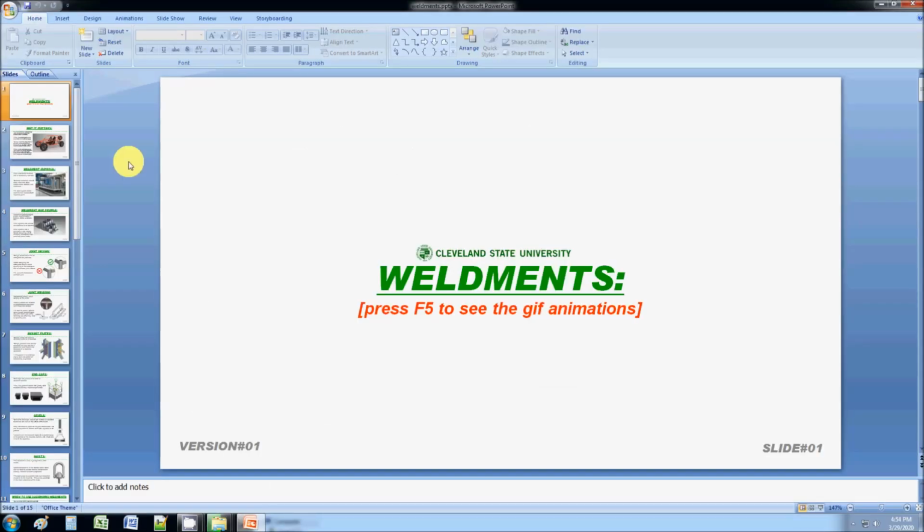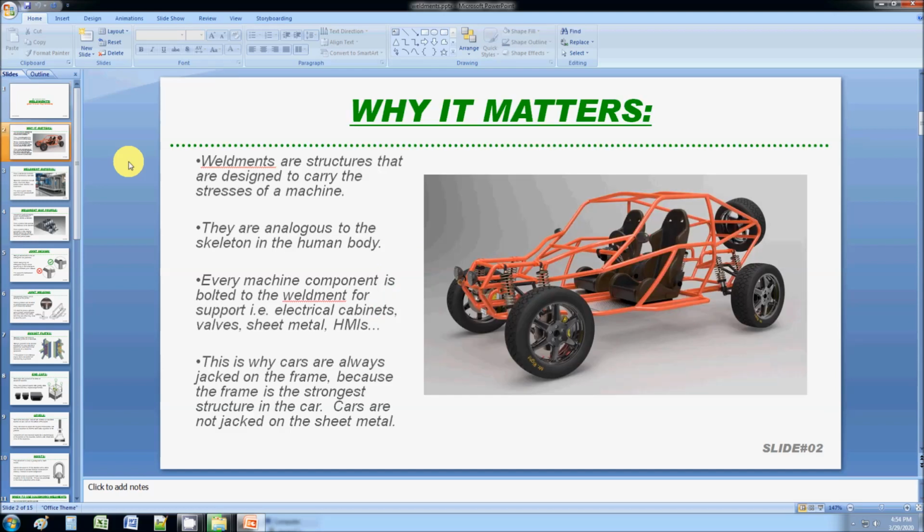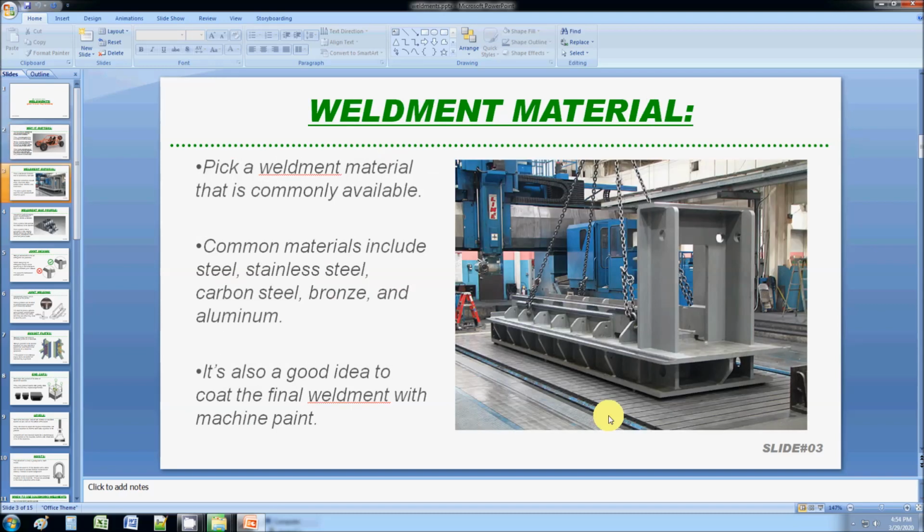So before we can understand how to model a weldment, we need to understand how to design one and understand what it is. So a weldment is pretty much a structure where all the stresses are held in the machine. So if you think of a car, the weldment is where you would jack the car, okay? You don't jack the car on the tire or on the sheet metal. When you connect the engine, you don't connect it on the sheet metal. You connect it on the frame. The seats, the wheels, they're all connected to this weldment. So this is a very important structure. It's where it starts. It's the I-beam structure of a skyscraper.